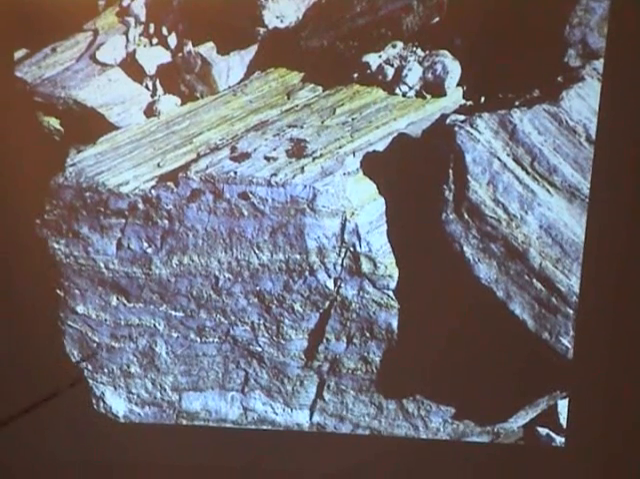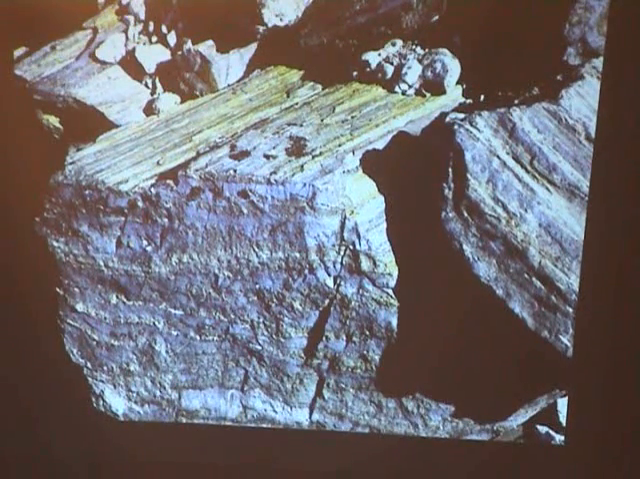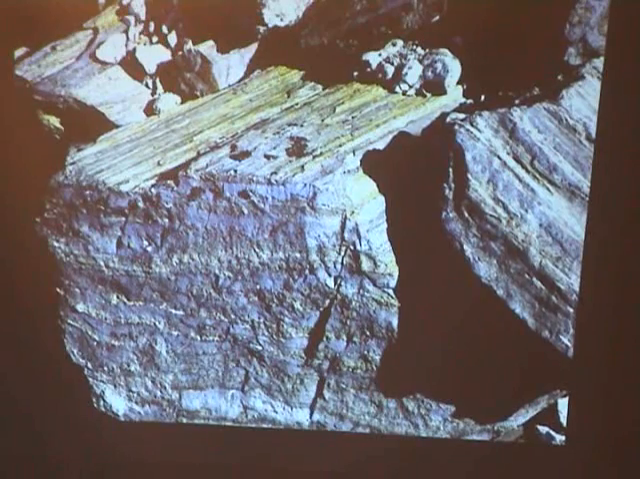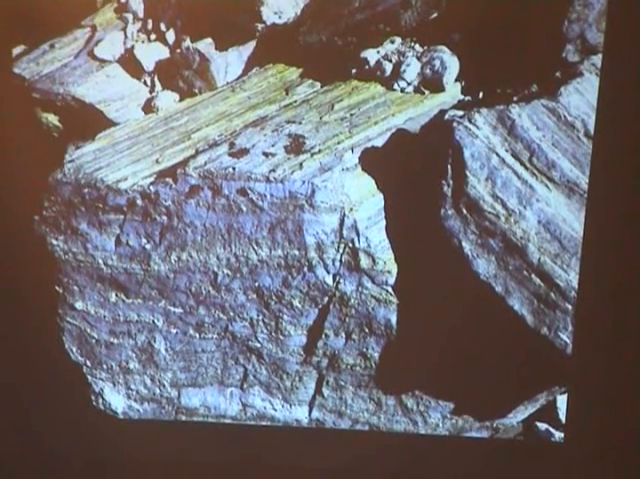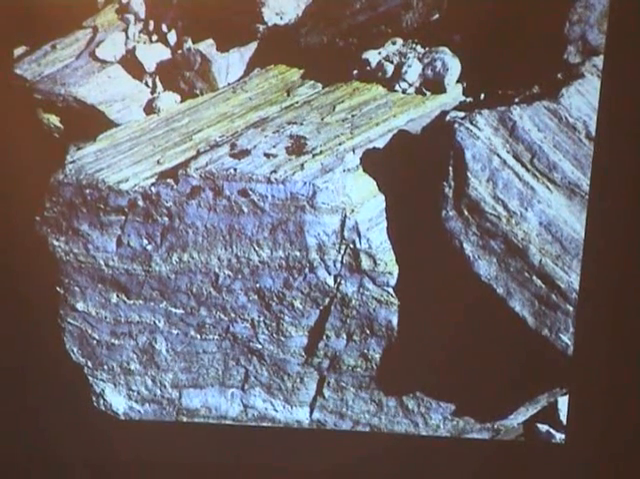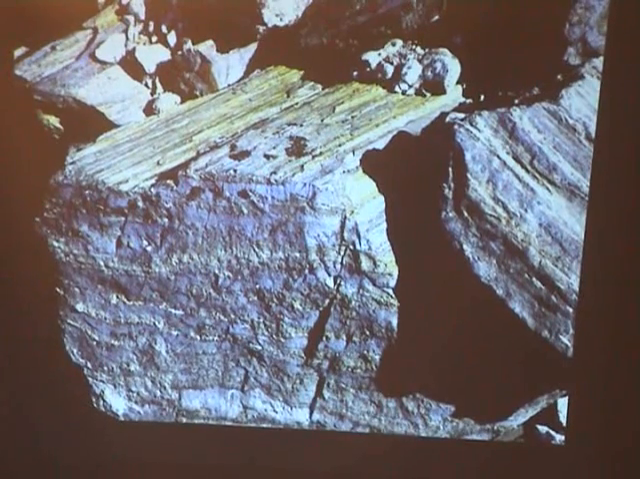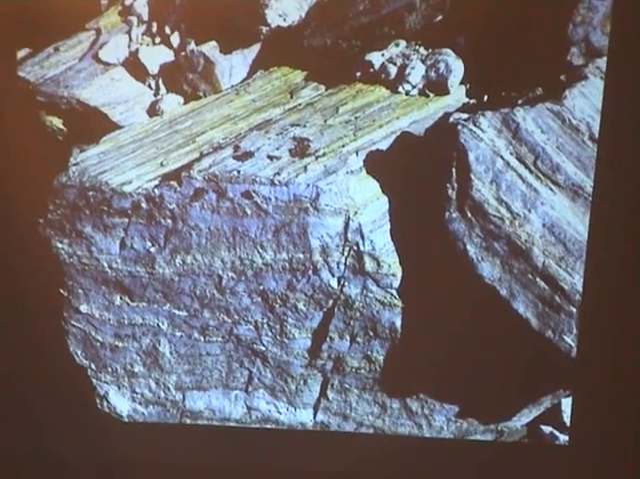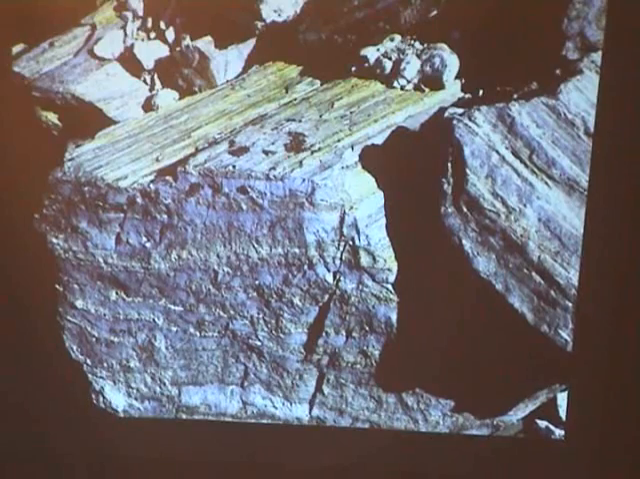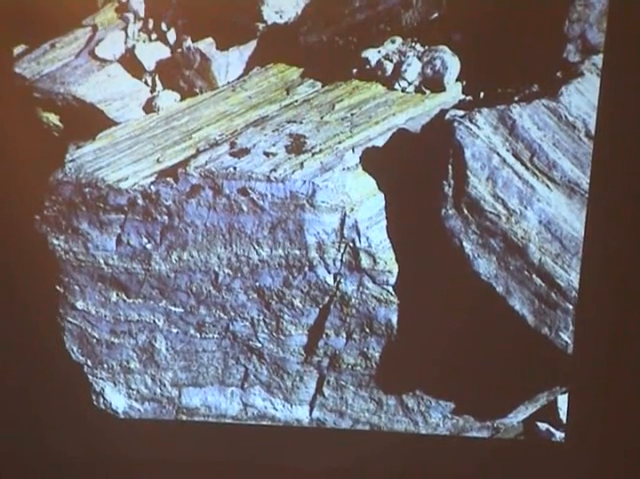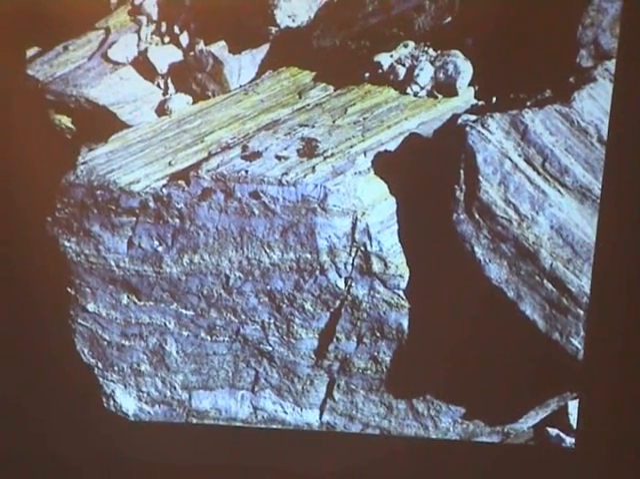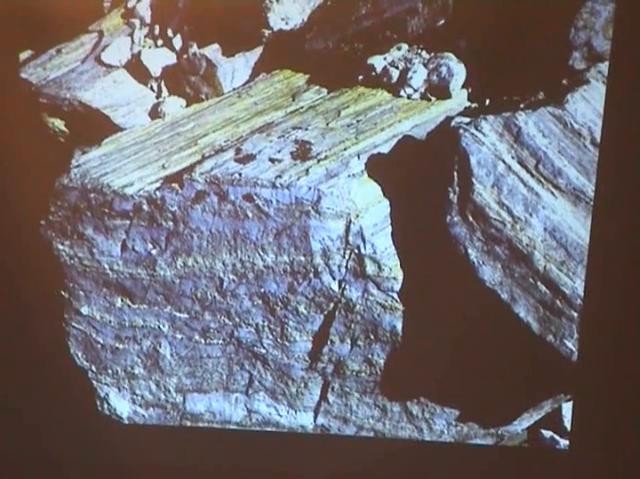This is a banded iron formation. It is a rock that consists of alternating layers of magnetite, which is an iron oxide mineral, and quartz. And everybody believes that these things are formed by chemical precipitation out of an aqueous solution in some sort of ocean. So this also suggests that we have water, and not only on the surface, but also that the water was in a liquid state at that time.